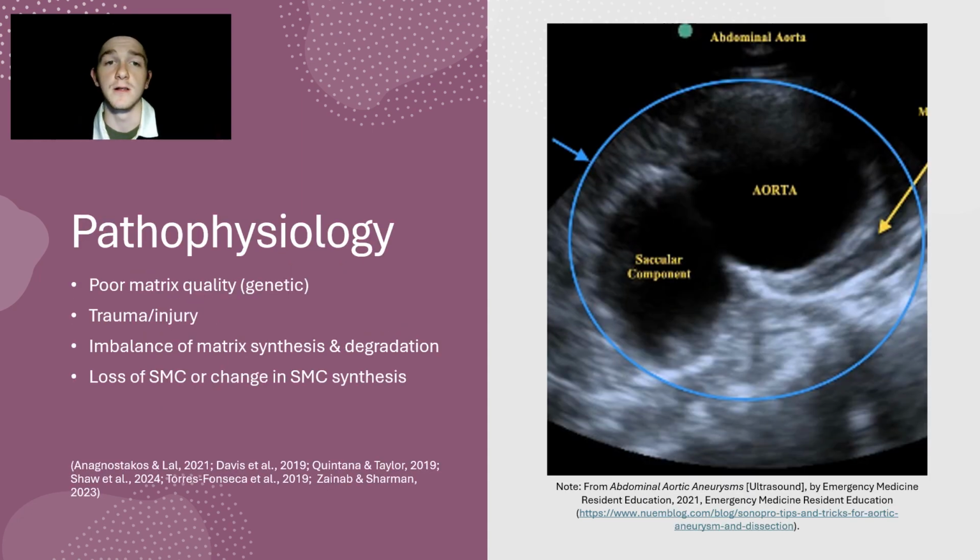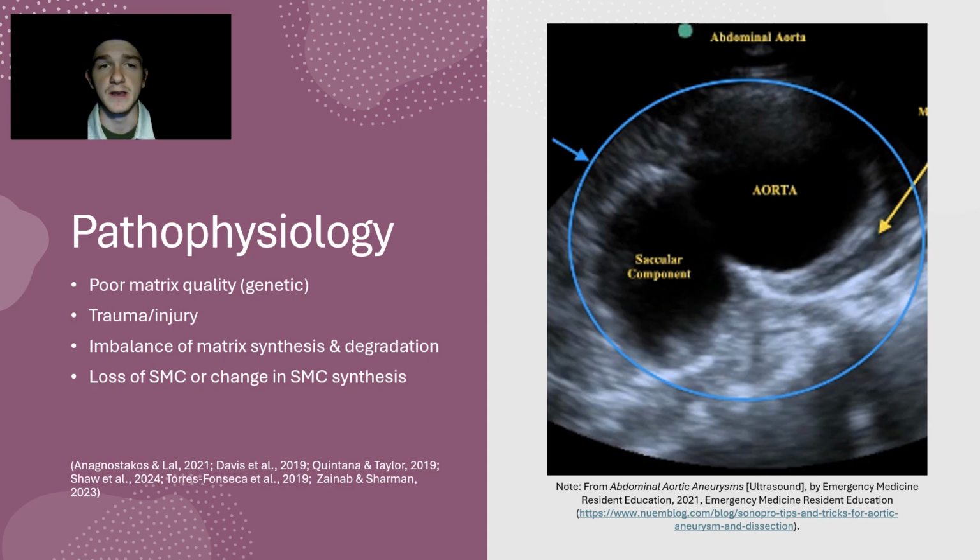The pathophysiology of an aortic aneurysm is all about the weakening of the vascular wall where the aneurysm occurs. There are typically four reasons why one's vascular wall may be weakened. These include poor matrix quality, an imbalance of matrix synthesis and degradation, a loss of smooth muscle cells or a change in smooth muscle cell synthesis, or trauma/injury.